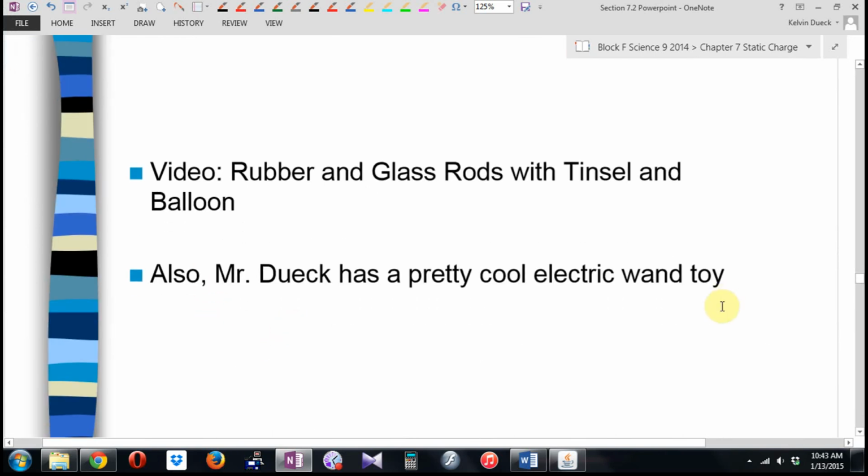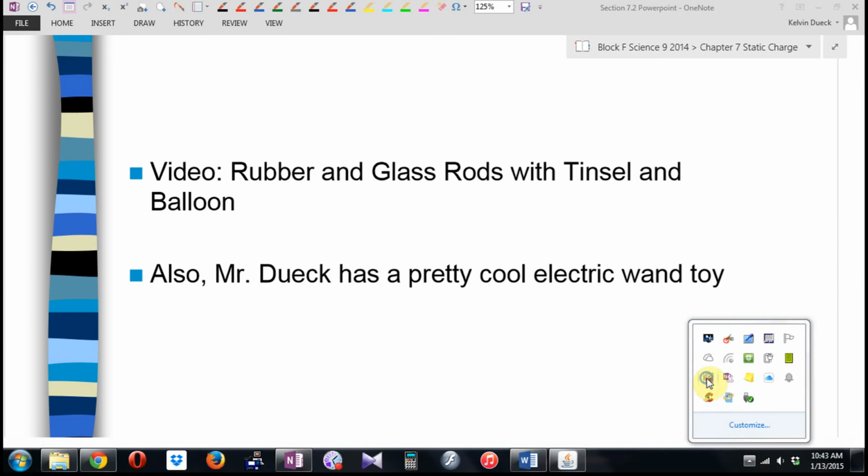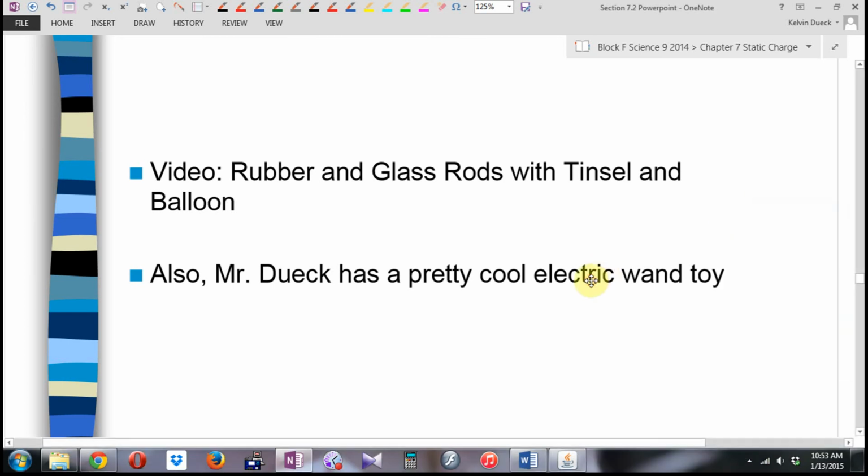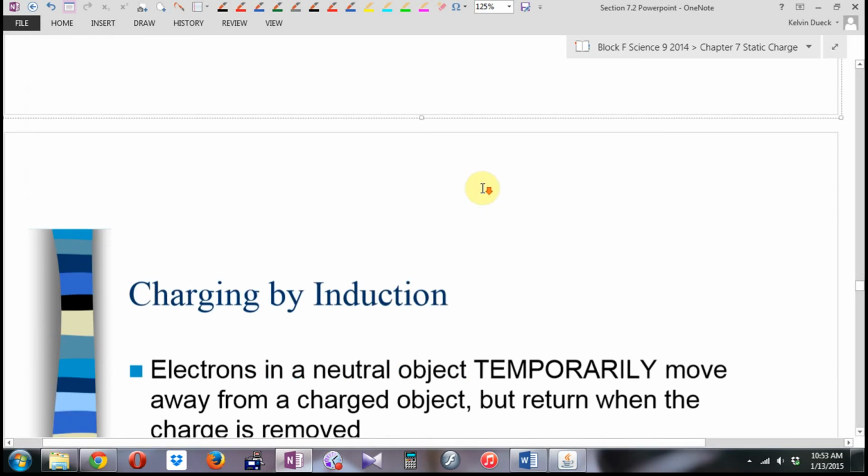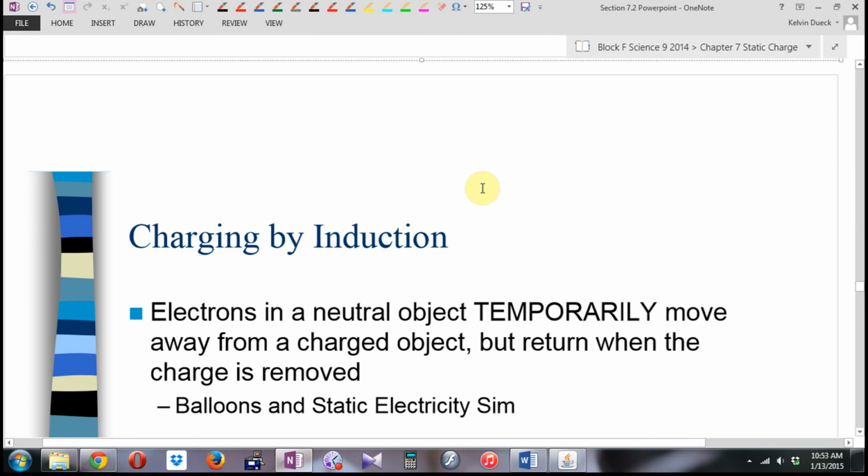Got a video and a cool toy to show you. Put your pencils down. So I wrote here, Mr. Dueck has a pretty cool electric wand toy. Do you understand the physics of what was going on there? We were charging the wand, and because the mylar metal was also touching the wand, it was conducting, picking up extra charges, and eventually you ended up with two like-charged objects. In this case, I know they're negatively charged. And what do like charges do? Repel. Okay? Charging by induction. Pick your pencils up.